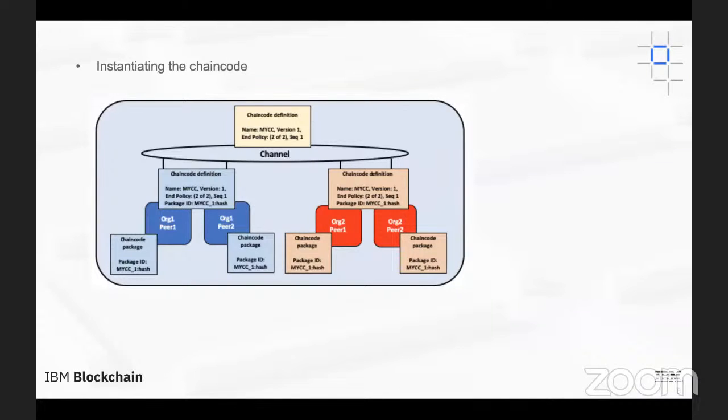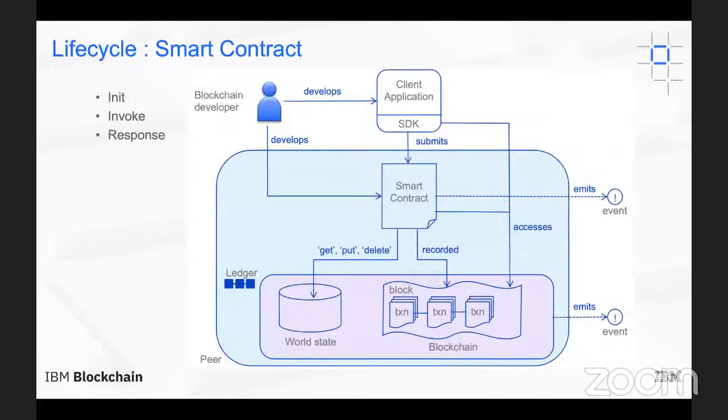Depending on your network architecture and your channel architecture, you will want to install the chain codes appropriately on the peers and instantiate them on the channels, as per your business requirement. All right. So that was smart contract. I'll let Sai take over from here and explain more on the smart contract.